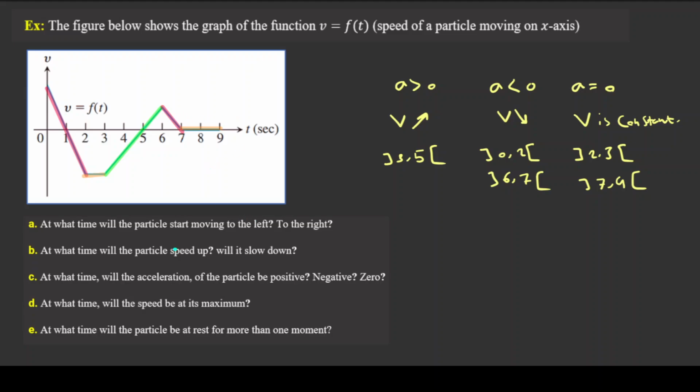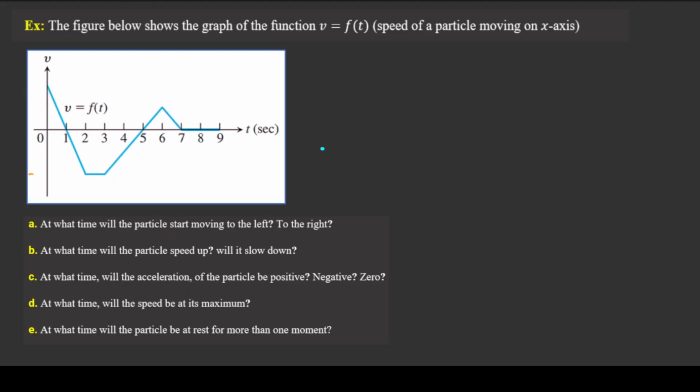Guys, part D, at what time... oh sorry guys, my mistake. So guys, acceleration is positive from 3 to 5. Sorry about that. So the acceleration is positive when velocity is increasing. Velocity is increasing from 3 to 6. Okay, so it's from 3 to 6.